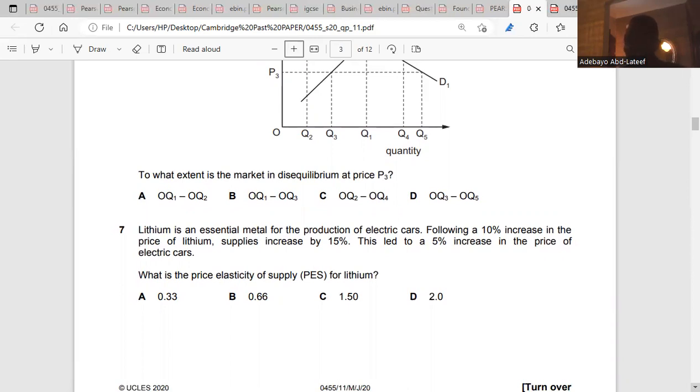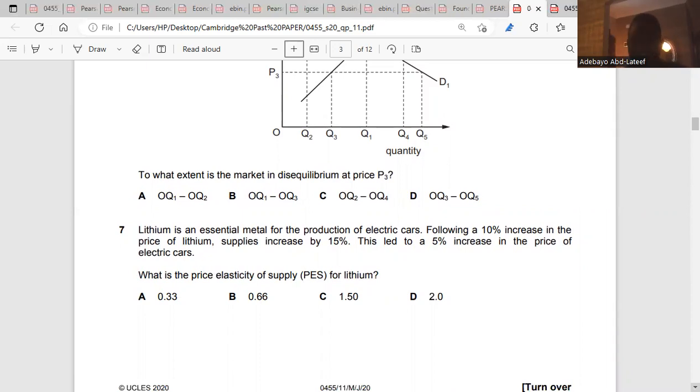So here you have 3 pieces of information, but the ones you need to use are the quantity and the price of lithium. A lot of people will make the mistake of using the price increase for electric cars. We're not talking about electric cars here. We're talking about the price of the raw material, which is lithium, and the quantity of the raw material, which is lithium. I think it's clear.